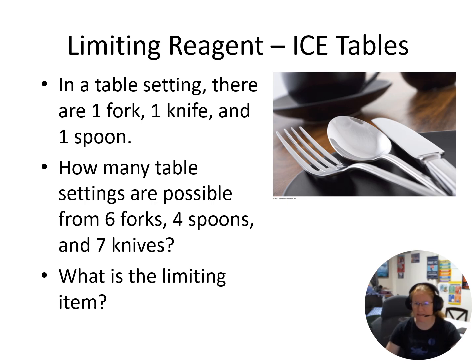Well, in a classic place setting, we've got a fork, a knife, and a spoon. So we want to know, knowing that, how many settings are possible if she grabs 6 forks, 4 spoons, and 7 knives? Which one's limiting? Well, this is where we can start thinking about these ICE tables.